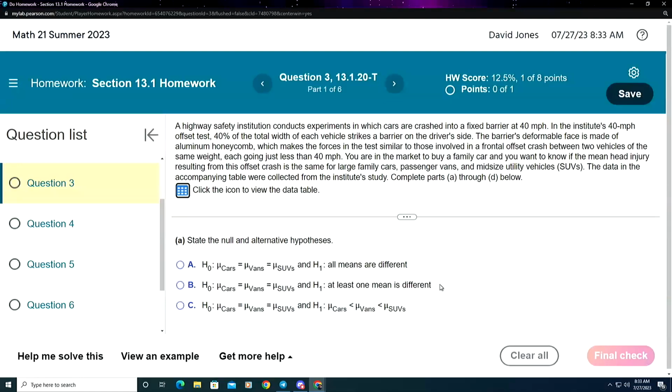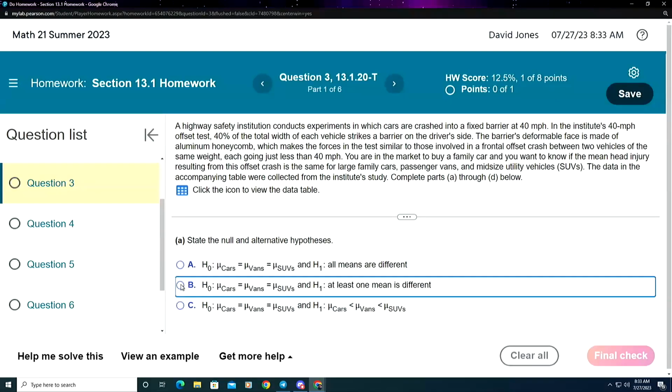So if the passenger van and midsize utility vehicle are safer than the family car, and it's the only one with a different mean, this test is going to fail. B is the one we want.